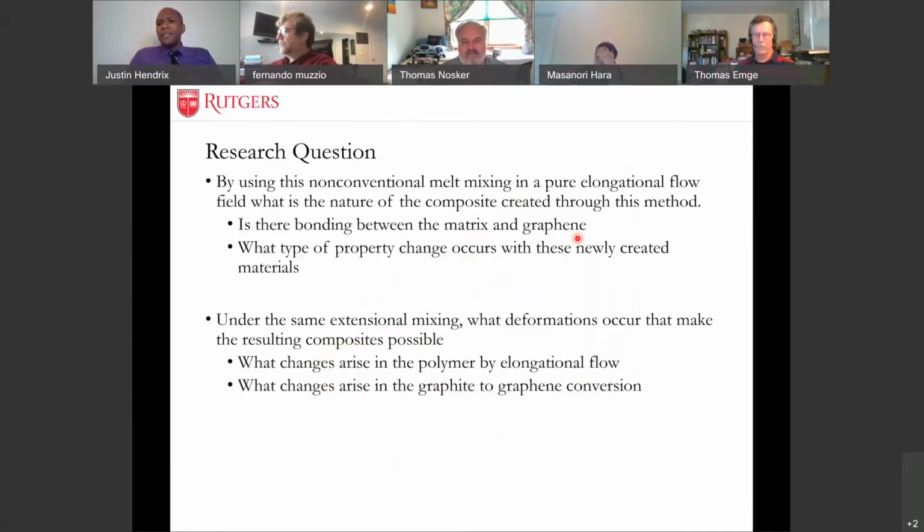Now, the question posed in this thesis is, using non-conventional mixing, what is the nature of the composite that's created? Like the type of bonding that's created between the matrix components, and if there is any property change resulting from that. And the next is, under this type of mixing environment, what deformations occur individually, either in the polymer under elongational flow, or the mechanisms that lead to converting graphite to graphene.